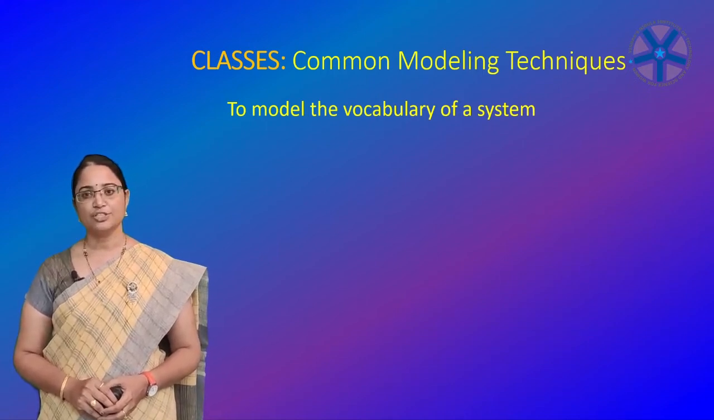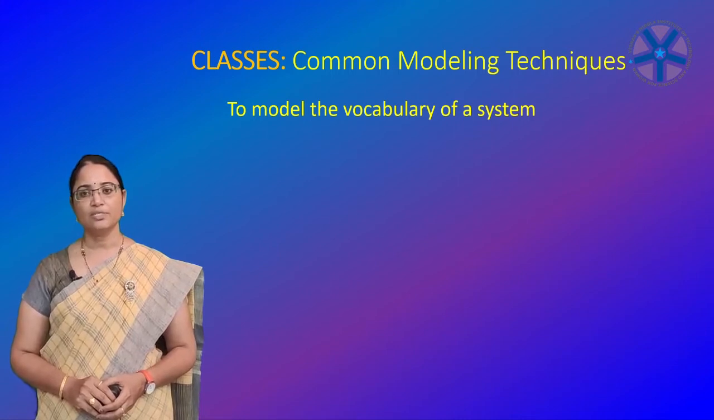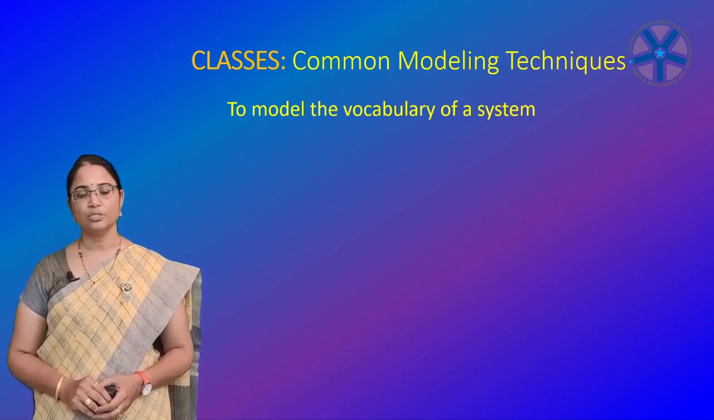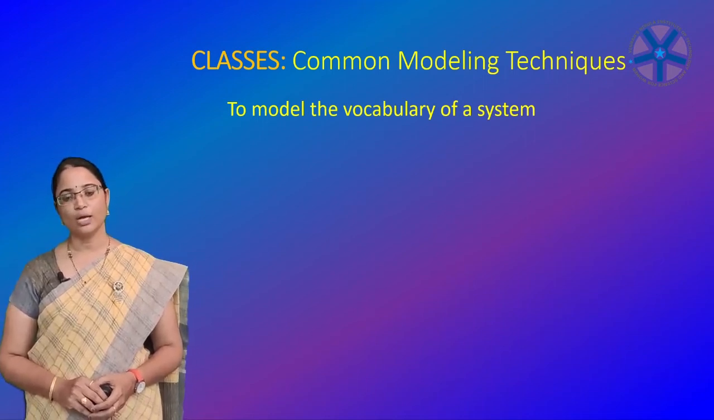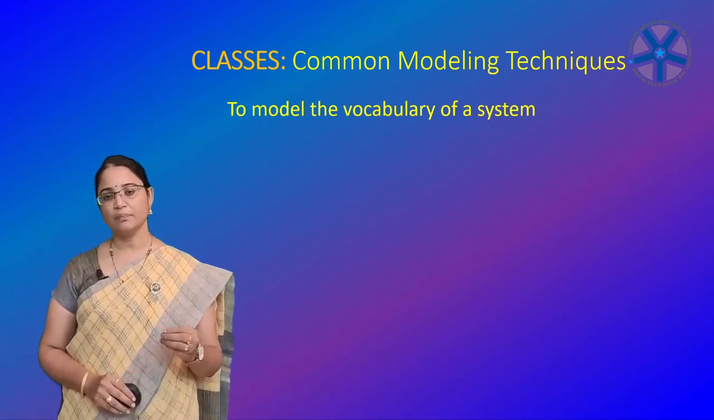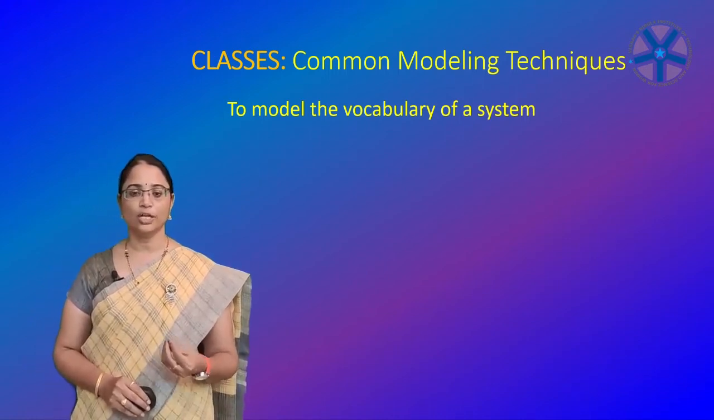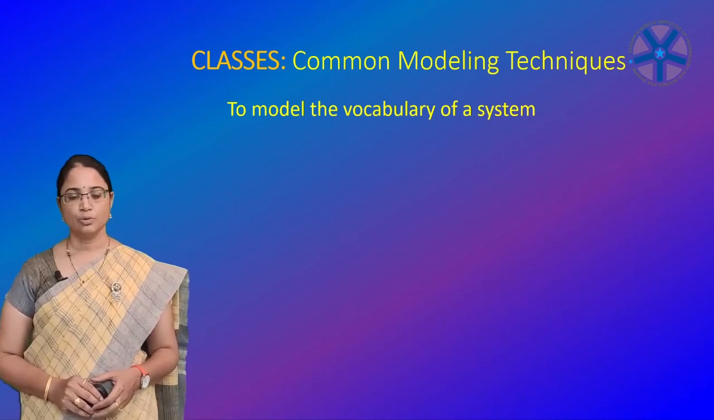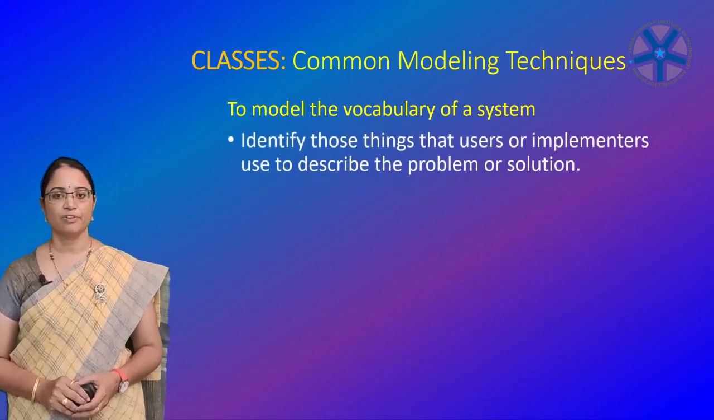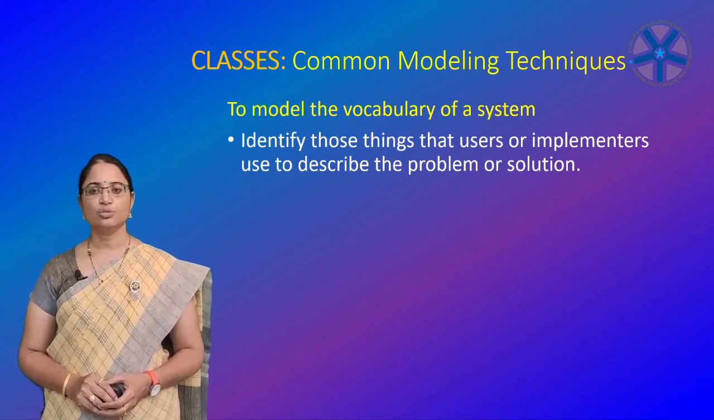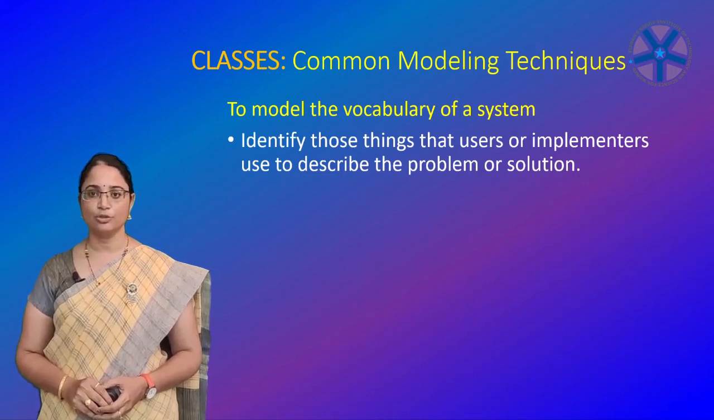Each of these abstractions is a part of the vocabulary of your system, meaning that together they represent the things that are important to users and to the implementers. And how to model the vocabulary of a system? Here we have some techniques, or some points to be noted, while modeling the vocabulary of a system. So we need to follow these steps while defining the vocabulary of a system. First point is to identify those things that users or implementers use to describe the problem or a solution.